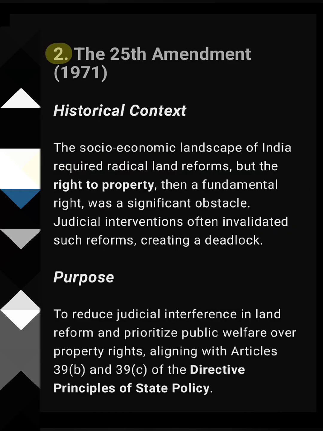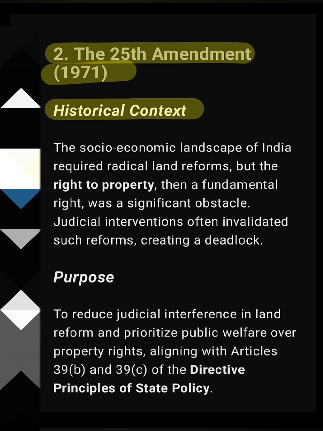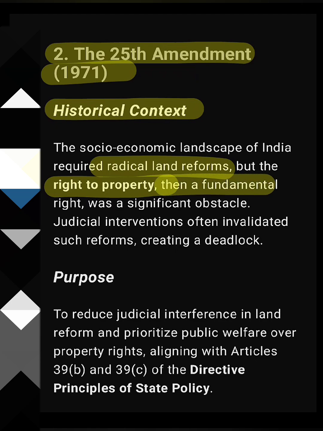The second amendment is the 25th Amendment of 1971. So the historical context for this amendment was, the government at that time was trying to implement various radical land reforms, but those land reforms were in conflict with the right to property, which was then a fundamental right. So this right to property became a significant obstacle in the way of bringing out land reforms. Because the moment the land reforms breached the right to property, the judiciary would declare such laws as unconstitutional.